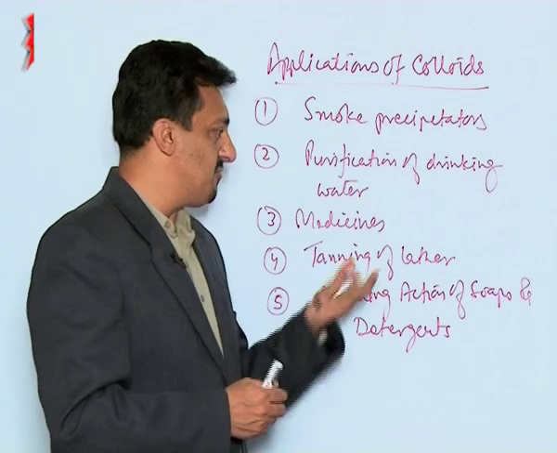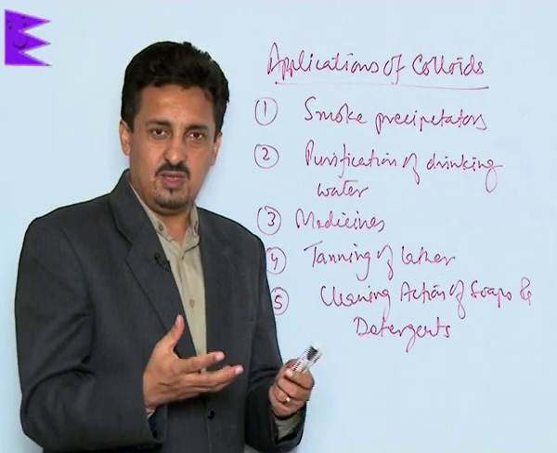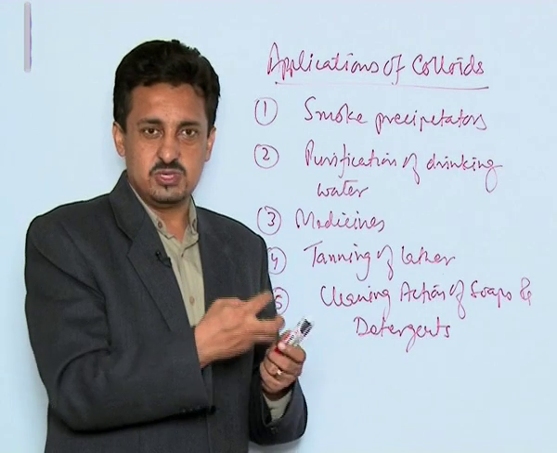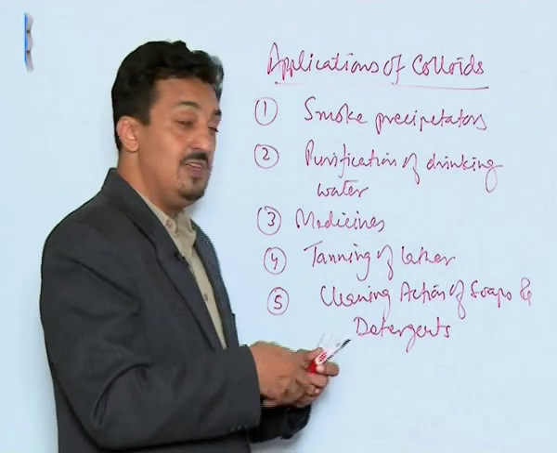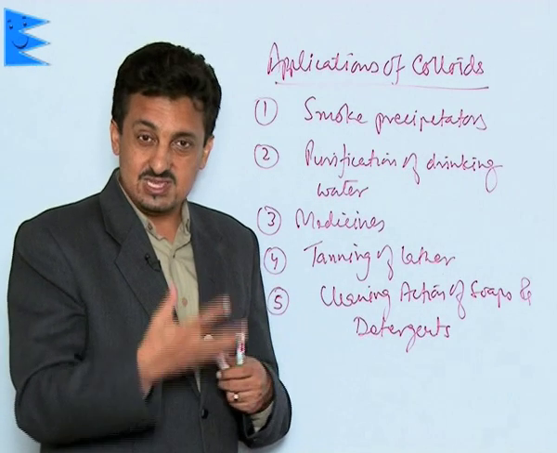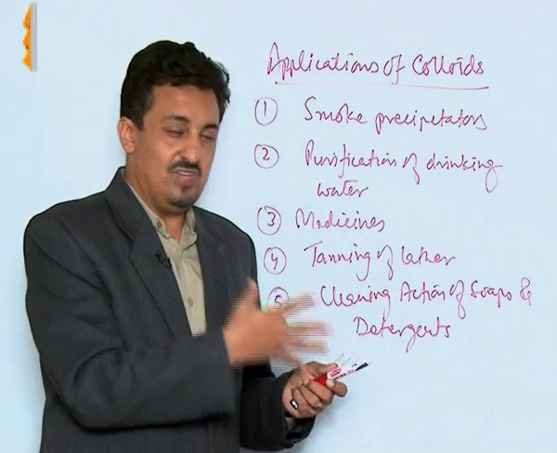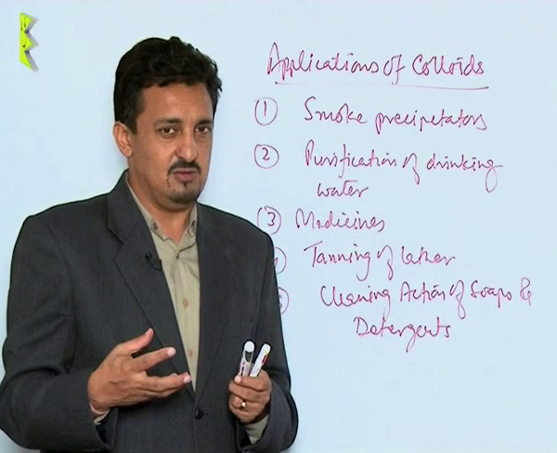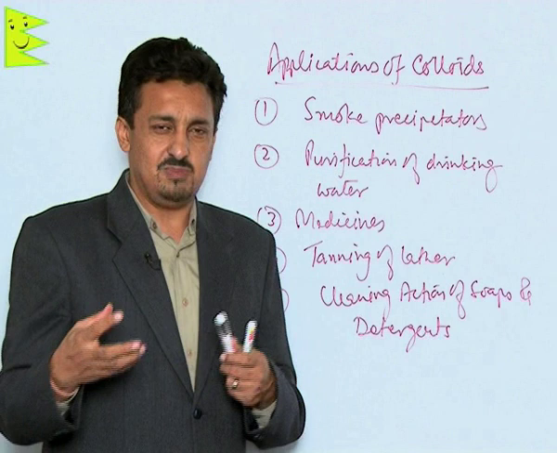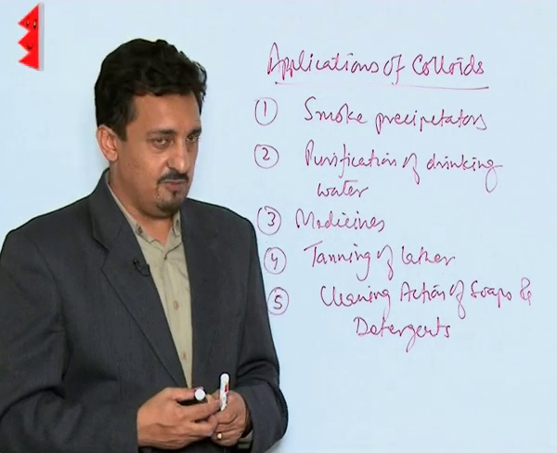Then purification of drinking water. How do we purify drinking water? We use colloidal particles which are able to remove the impurities. Then we use colloidals in different types of medicines, from gels like Digene and Gelusil, which are in colloidal forms, to many other drugs which are used in colloidal forms.